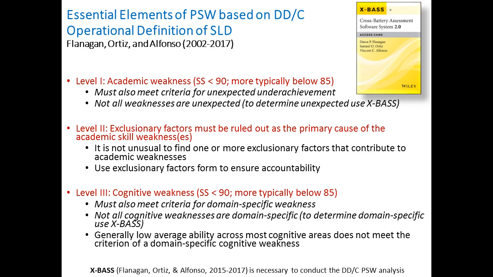Okay, so again, I'll talk about the dual discrepancy consistency PSW model. Our operational definition has 5 levels, and at level 1, we're talking about an academic weakness. We don't set cutoffs.